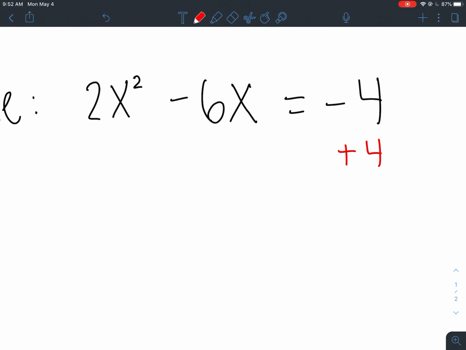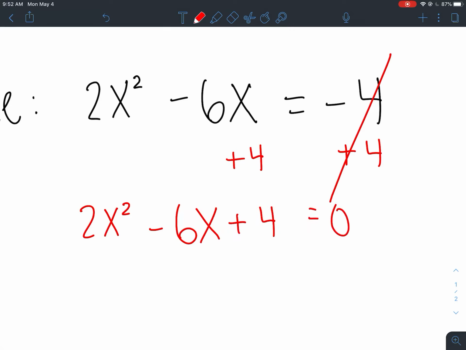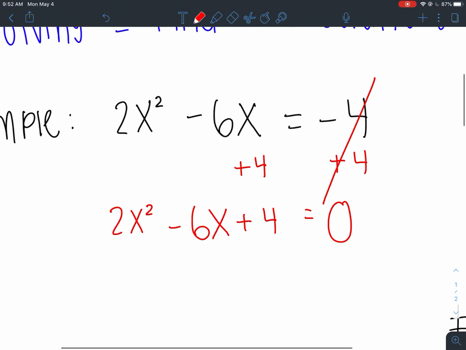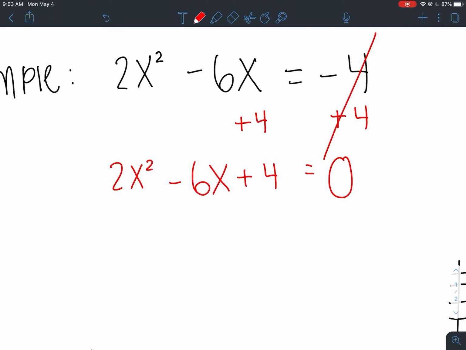And I mentioned that I want the x squared positive, so I'm going to leave the 2x squared on that side, which means everything has to go onto the left-hand side here. So 4 does not have like terms with anything else, so this is what we have here, 2x squared minus 6x plus 4 equals 0. Now, the next part is super easy, just type it into Desmos.